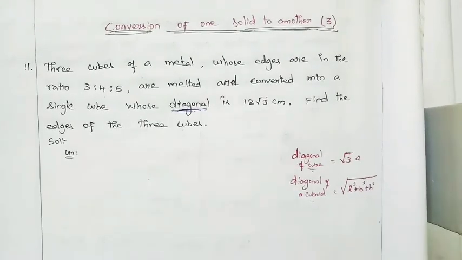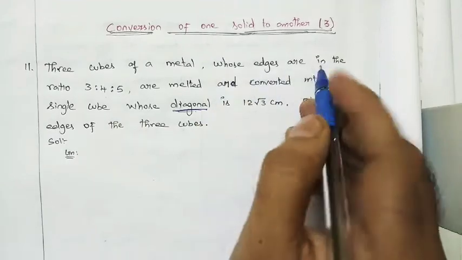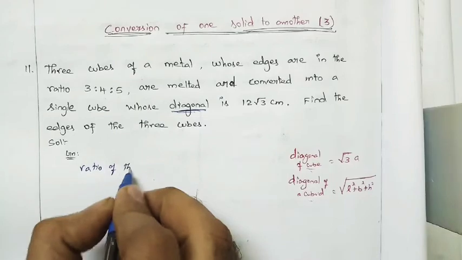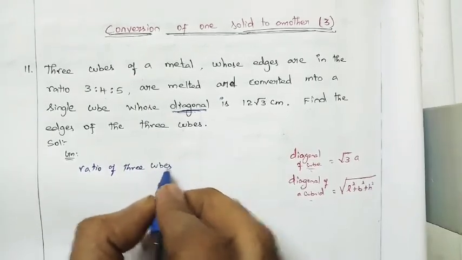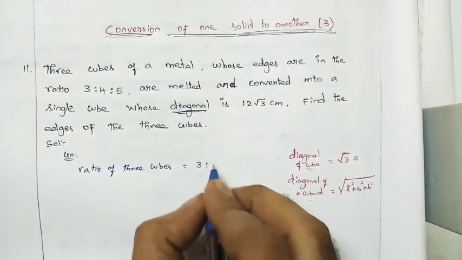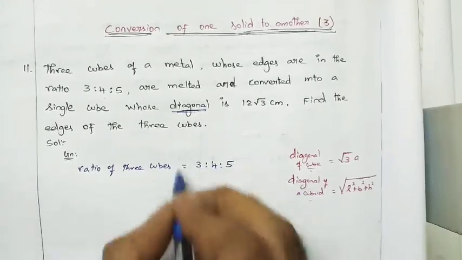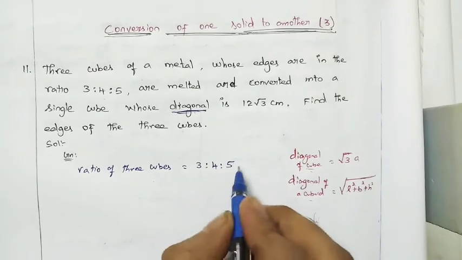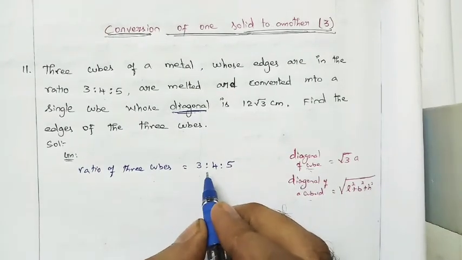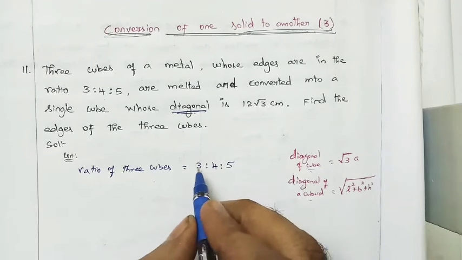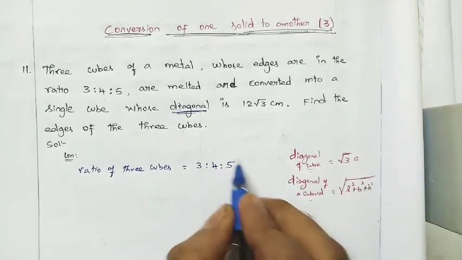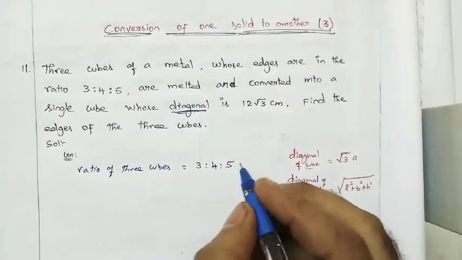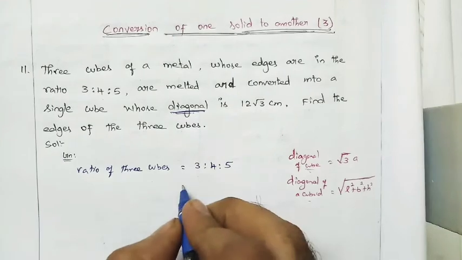Now we write the givens. We have 3 cubes, and the ratio of the 3 cubes is 3:4:5. Whenever they give a ratio, there is a common constant behind the ratio. So we take it as x.